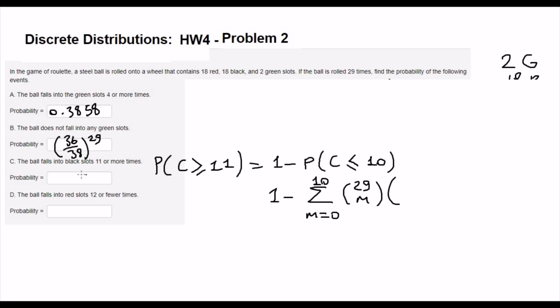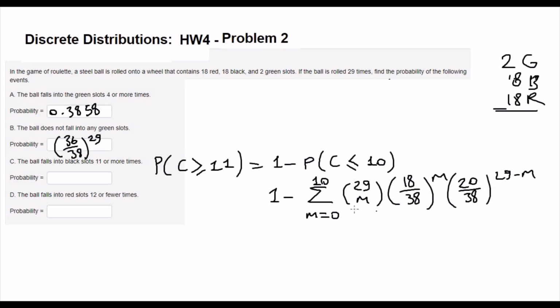Our probability is here, the black slots. So the probability that black comes, we have 18 blacks out of 38. So 18 out of 38 to the m. And the complement of this, or 1 minus this, is 20 out of 38 to the 29 minus m. And your calculator will tell you that this is 0.886238.